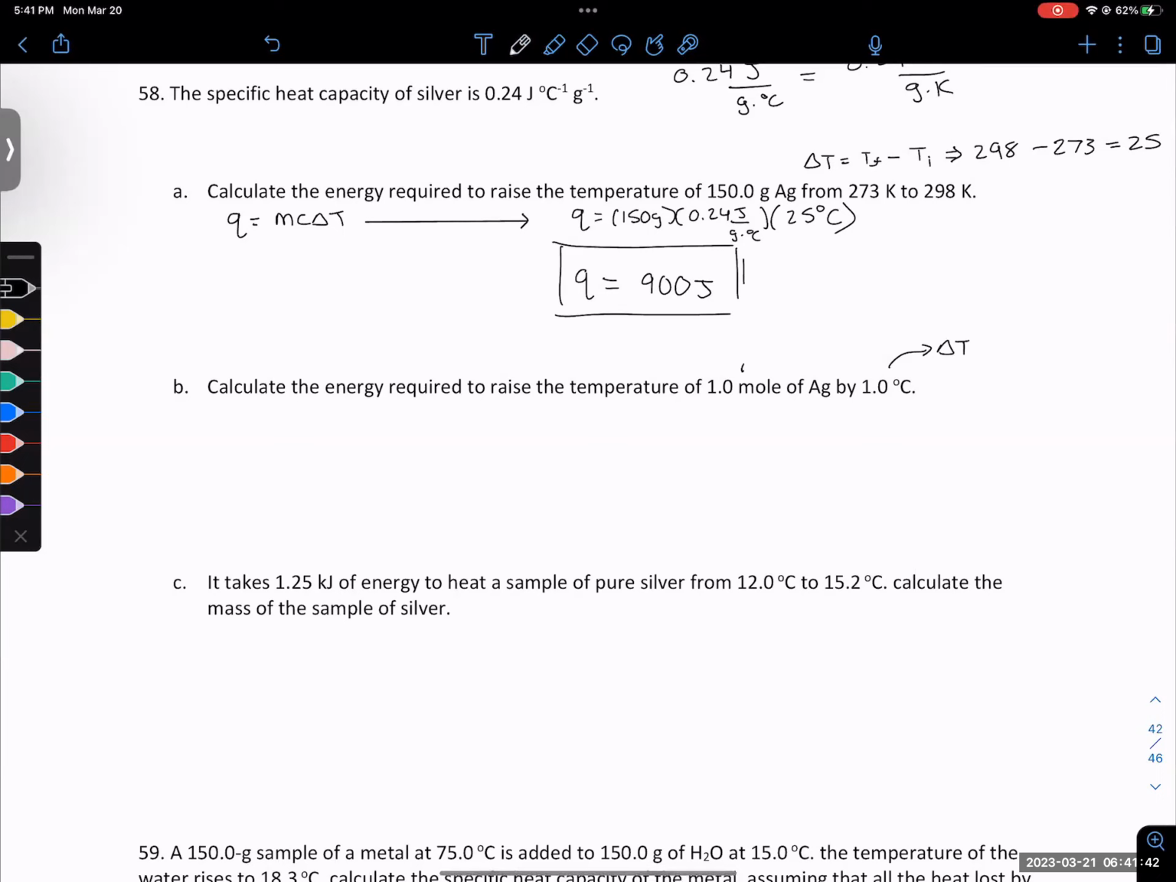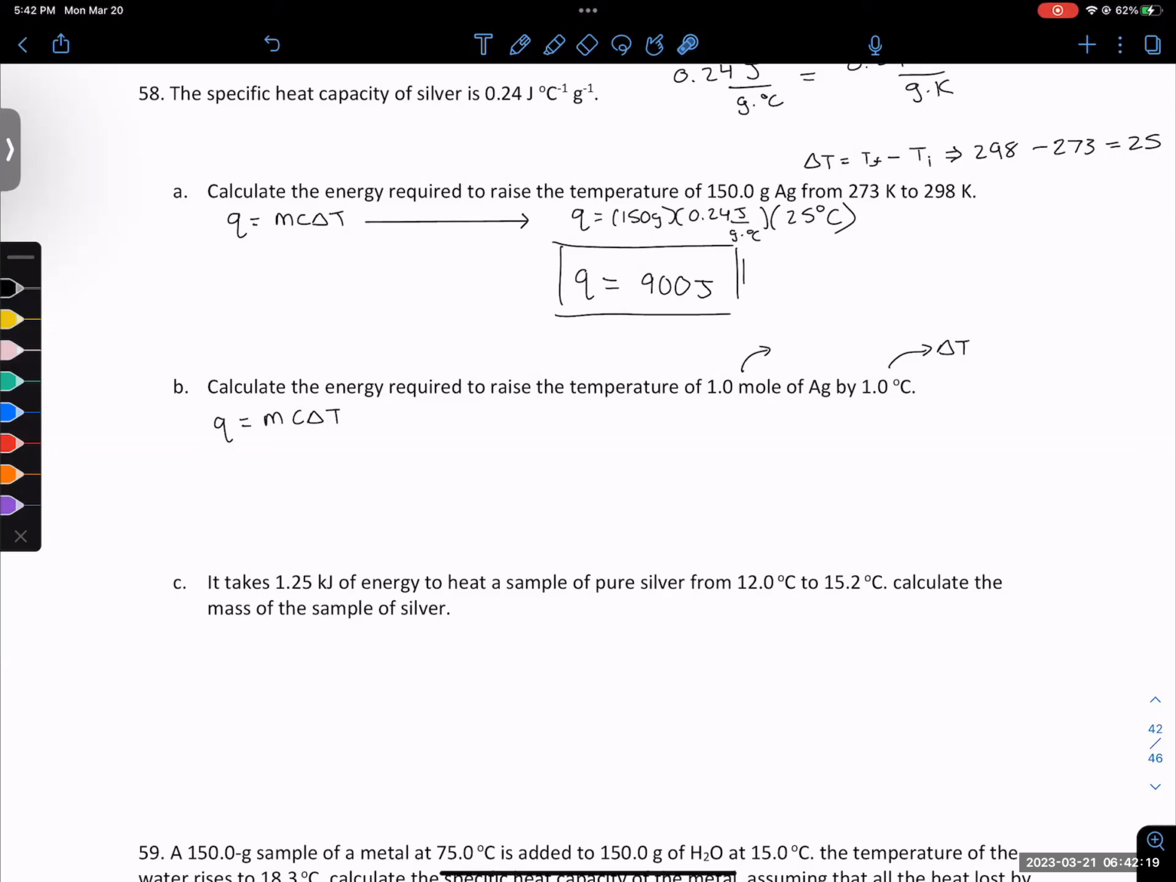And 1 mole of silver, you might be thinking, our MC delta T equation only says mass. We can't plug in moles here, because if you plugged in the amount of moles, you would have to change the specific heat, right? Because the specific heat is the amount of energy required to change 1 gram of substance by 1 degree Celsius, not 1 mole of substance by 1 degree Celsius. So what should we do for this problem if it's asking about 1 mole of silver?